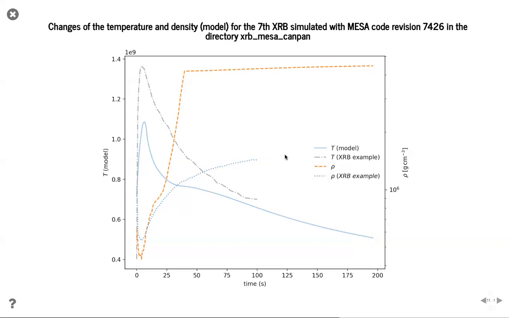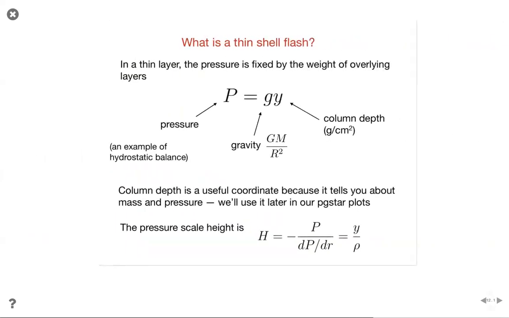So in one zone nucleosynthesis simulations for X-ray bursts, we can use either the trajectory extracted from our simulated MESA X-ray burst, which is called here model, or take the trajectory, temperature and density as functions of time, from the nuclear grid X-ray burst example. So two possibilities there. Okay.